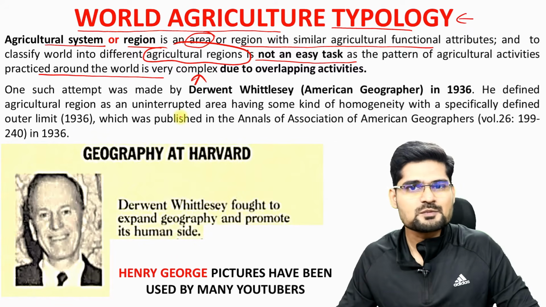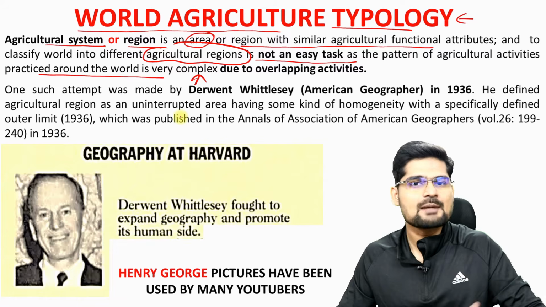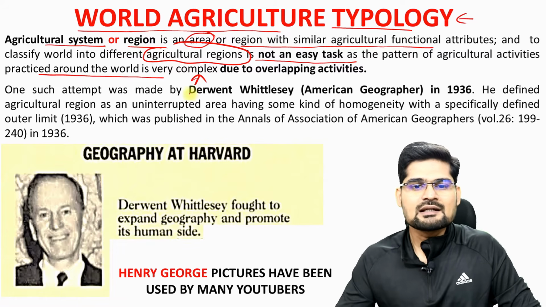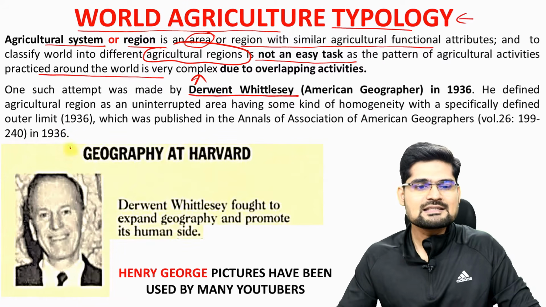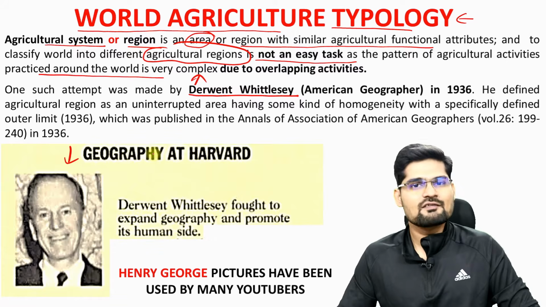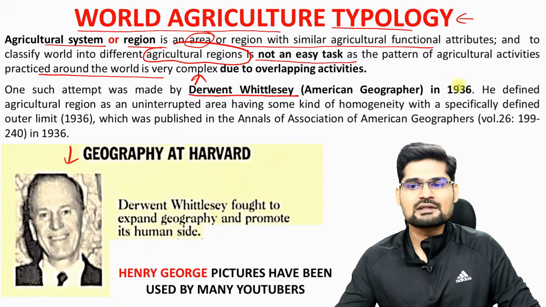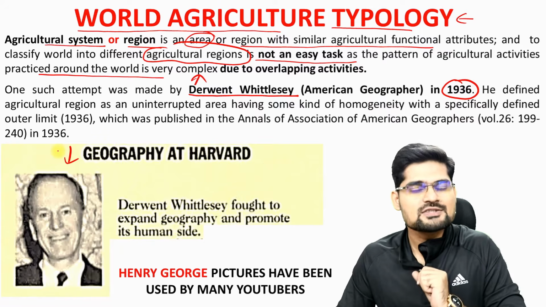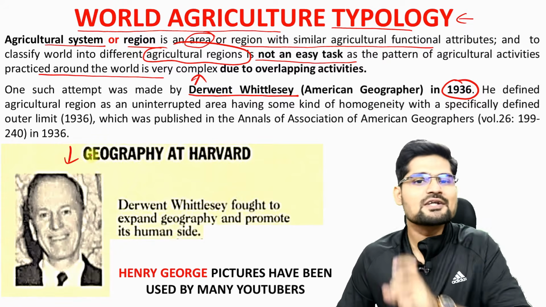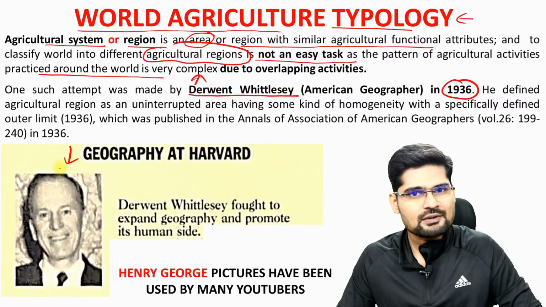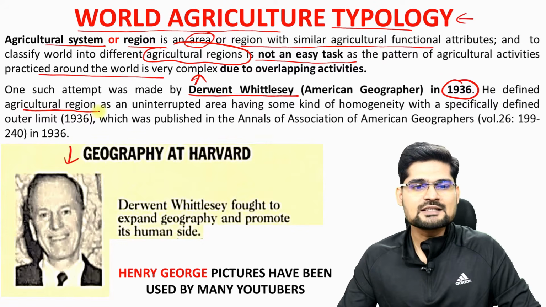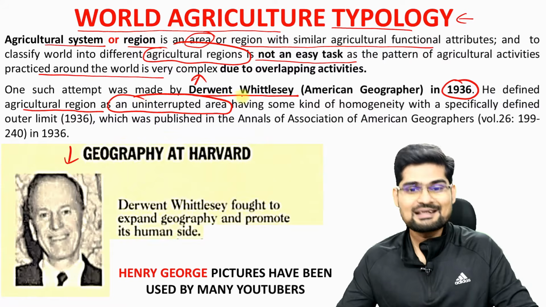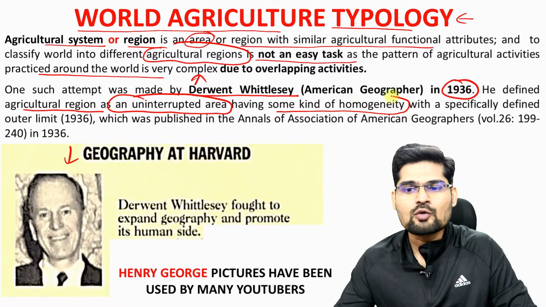So who was the first person who's renowned to do this typology or classification? He is Whittlesey. This gentleman here, the professor at Harvard University, American geographer, in 1936 attempted the first kind of world typology of agriculture or world classification of agriculture. Now what is important here? That he defined agricultural region as an uninterrupted area. That's important, and having some kind of homogeneity.